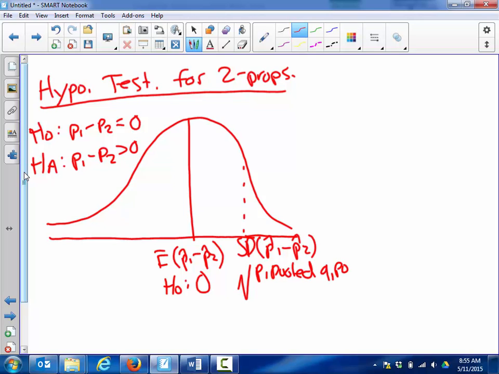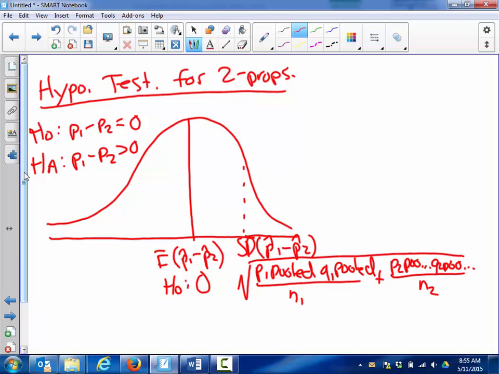P1 pooled, Q1 pooled over N1 plus P2 pooled, Q2 pooled over N2. Okay? Why do we pool? Well, the null hypothesis claims that there's no difference in the population proportions. So when you build the standard deviation, you need to pool together all the successes from your two different samples and find what that grouped sample proportion is, or population proportion is, so that you're not violating the null hypothesis.